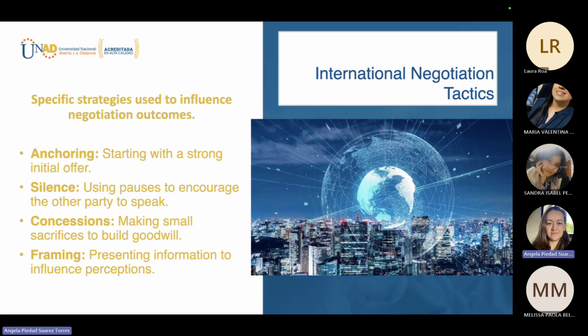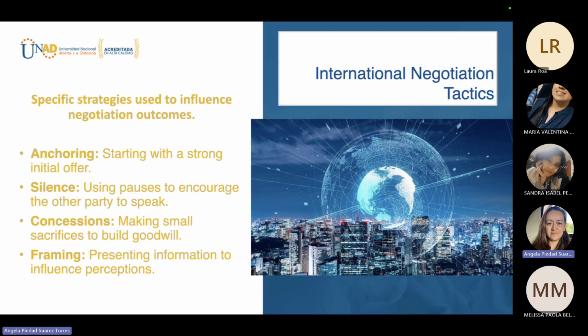Framing, presenting information to influence perceptions. That's very important because the way you send the message, the way you present the idea, the way you present the business is very important, and you need to show it very attractive, to be very powerful, and of course to have an advantage. If you don't show that with passion, with knowledge, then the idea that you're going to show is not going to be very strong. So the way you present the information is going to be very, very important and has a very, very big influence on the final result. If you don't have really good knowledge, if you cannot explain any single detail, then you're going to fail in the process of negotiation.